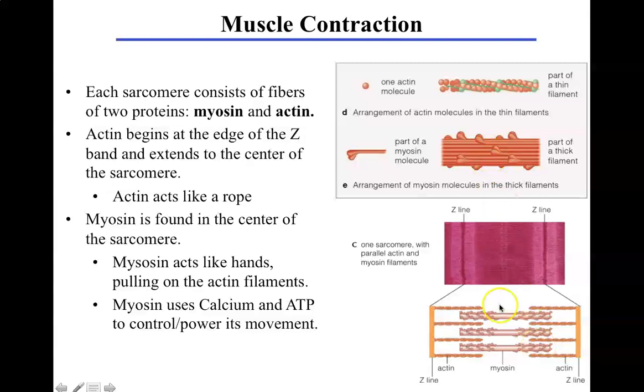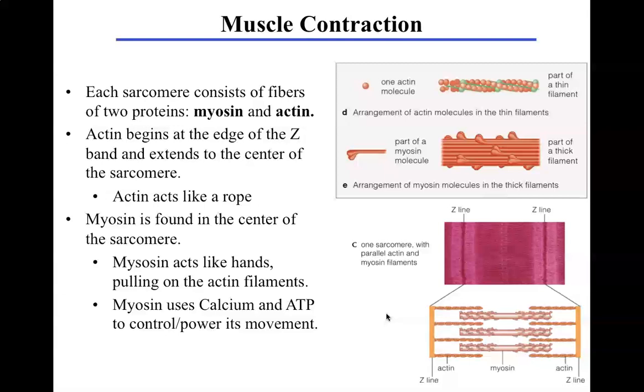And as these heads snap, they're going to snap in a direction that pulls on the actin ropes, and it's going to move this Z line this way. And these myosin heads are going to attach to and pull on the actin ropes in this way, and it's going to move the Z line in this direction, shortening the sarcomere. So actin acts like a rope. Myosin is the protein that provides the power to contract the muscle. So it's kind of like the hands that are pulling on the rope in the earlier gym class example.